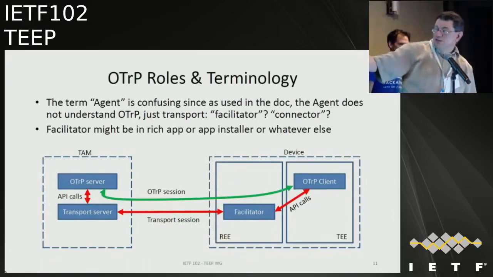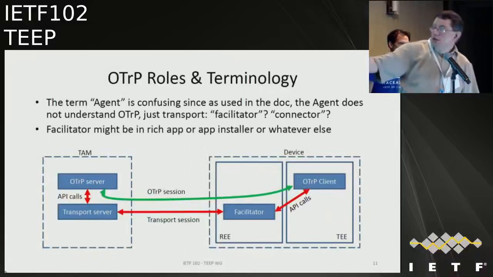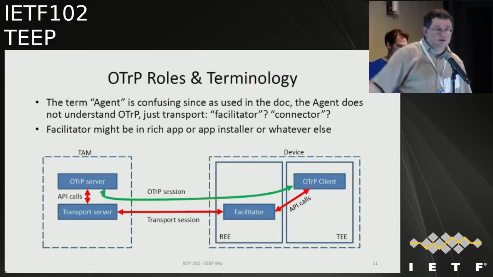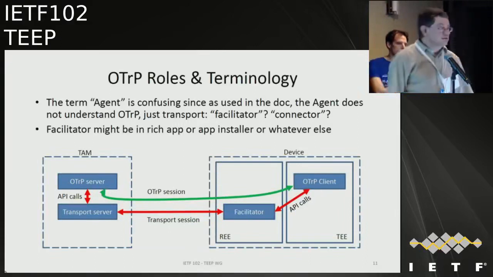There's an OTRP session that's encrypted, or at least authenticated, if not encrypted, that goes between some server thing over here and the TEE that's over here. The document doesn't actually have a term for this piece. Here, I made up a term, OTRP client. It has a term for this right here, which is called agent, that I didn't like. And whether you call it a broker or whatever else, we can take that to the list to see if other people come up with better names. I don't care what it is, but the point is, we need to have a common name for this piece and a common name for this piece.